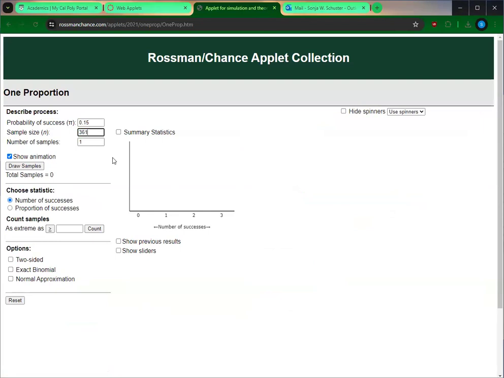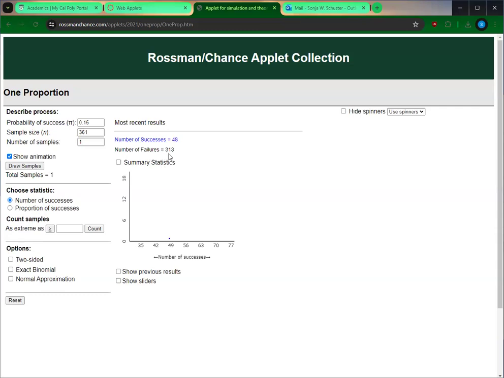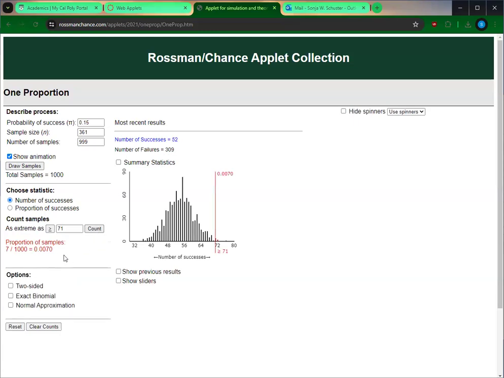The sample size is going to be 361. Now, we don't want to just do this once. We could just draw one sample, and we have 313 failures and 48 successes. Okay. We want to do it lots and lots of times, though. So I'm going to do 999 more times to get us to 1,000. There we go. If I count the number of successes as extreme or more extreme than 71, I end up with 7. Now, it's not exactly what we got, what's in your handout, because obviously samples vary.